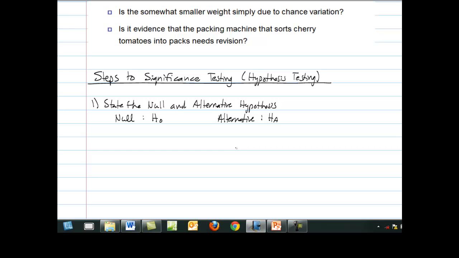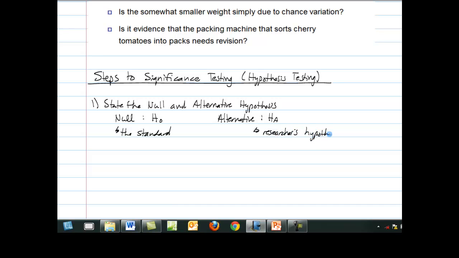Now H0 is kind of the standard. That's kind of everything that we know to be in place. So for our packaging for our tomatoes, our null hypothesis would be 227 grams. That's what we think it is. That's kind of what has been proven or shown or expected over time. The alternative hypothesis is basically going to be a general statement about what we are trying to disprove. So it's the researcher's hypothesis.